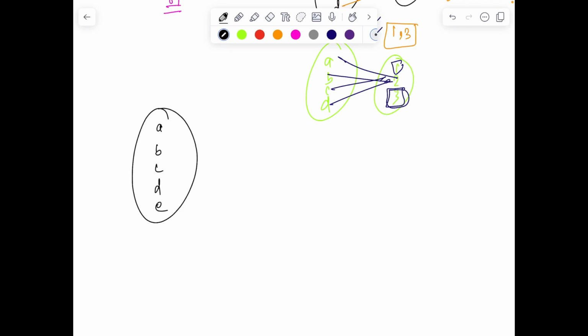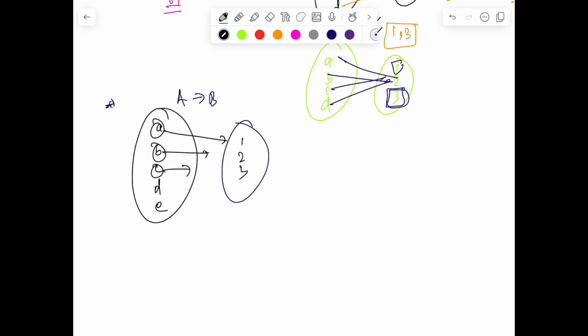So let's say we have 4 members A B C D and now we have 3 members. It's already past JEE advanced question 1 2 3. So how many 1 2 functions are there from A to E? Now again it's very easy because A will have total 3 choice, B will have 3 choice, C, D and E all will have 3 choice. So total number of function is 3 to the power 5 minus the case when at least one is empty.